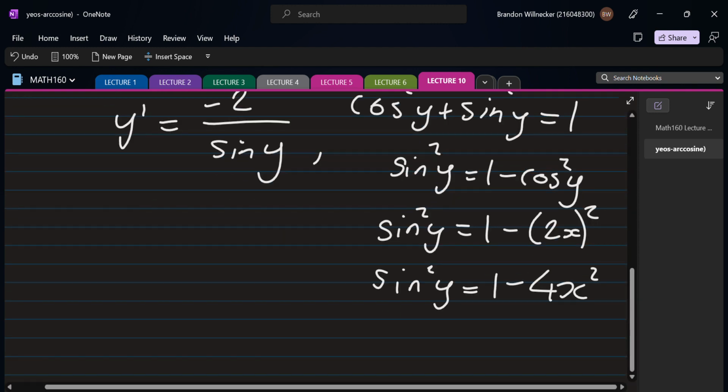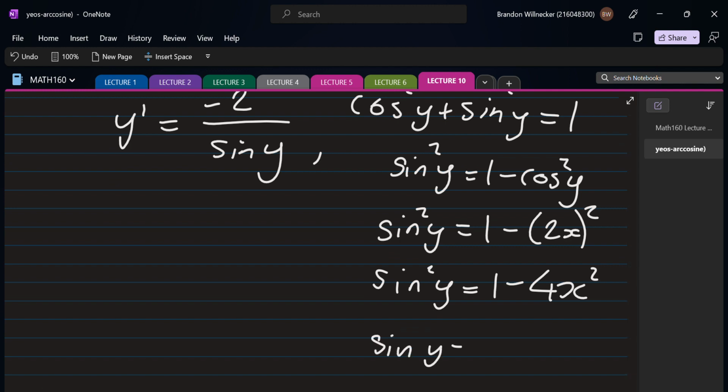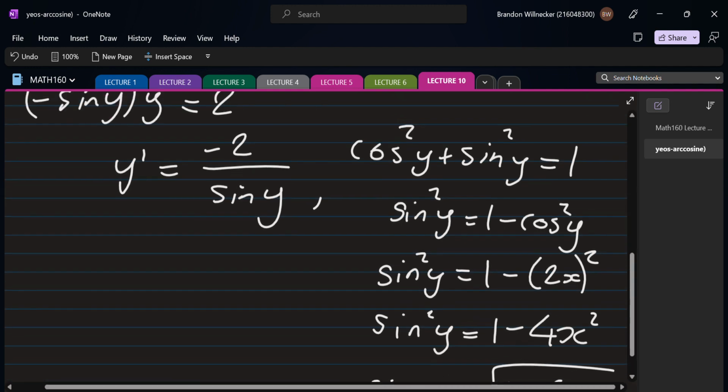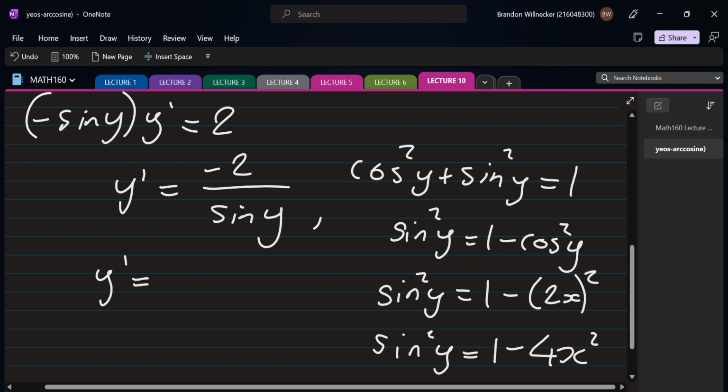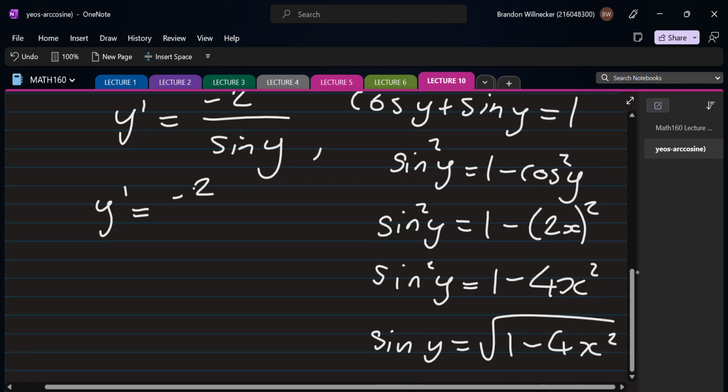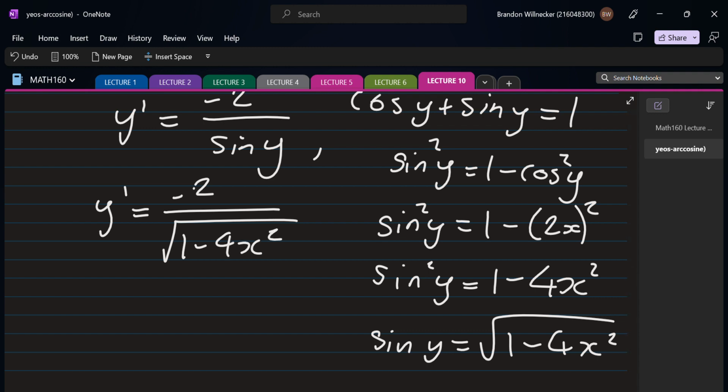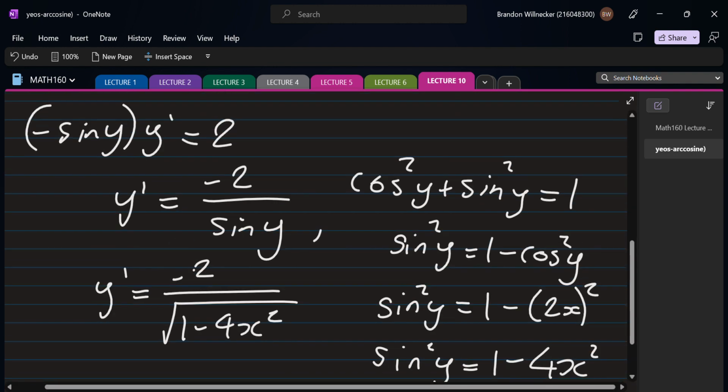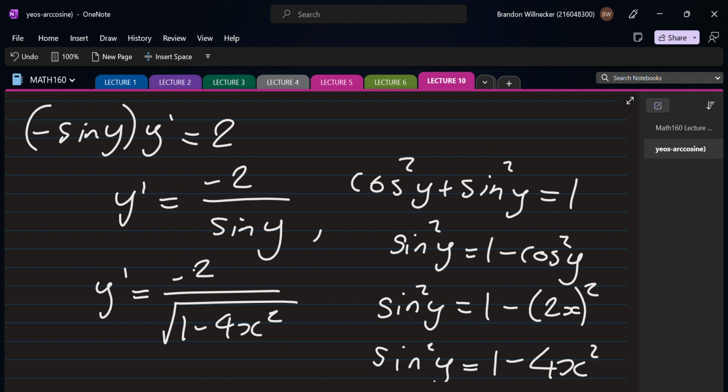Okay, again, we're looking for sine y. We've got sine squared, so we just take the root. We get root 1 minus 4x squared. Okay, we can substitute that. So y prime is minus 2 over the square root 1 minus 4x squared. Okay, a few students did get this fully correct, which was good. And then a lot of students just stopped on that previous line and didn't write it in terms of x. Okay, so please make sure you answer the question fully.